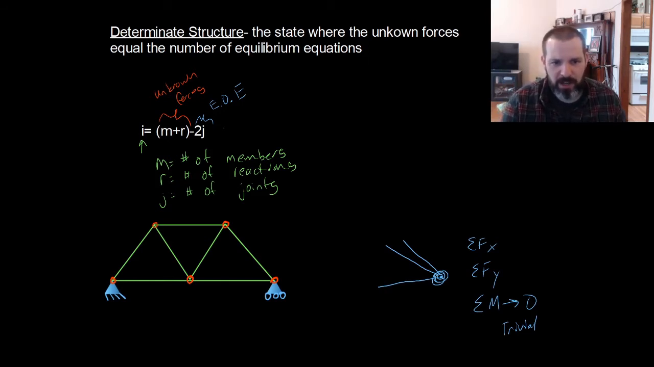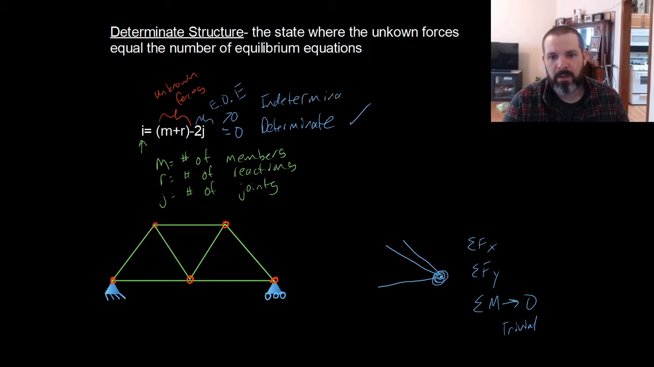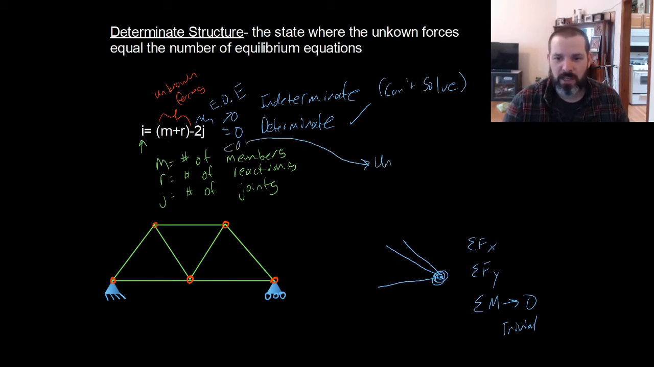If this equation, I, turns out to be 0, we have a determinate structure, and we are good. If I is greater than 0, it's indeterminate, and we can't solve it, at least yet. We need some more advanced techniques to be able to solve that. If it turns out to be less than 0, you have something that's called unstable. And that is no good. That's when you have fewer forces than equations of equilibrium.